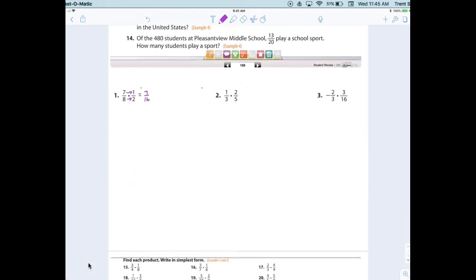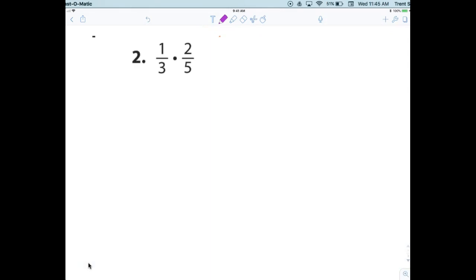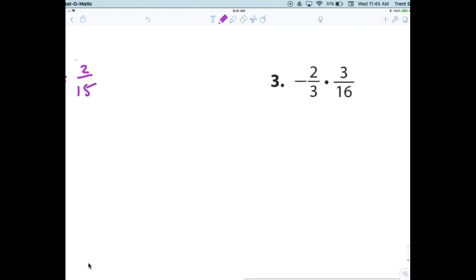All right, now let's take a quick look at number 2. So, number 2. 2/15. Beautiful, 2/15. Just write the answer. You don't have to write the problem down even. It's just obvious, correct? All right, let's see about number 3.